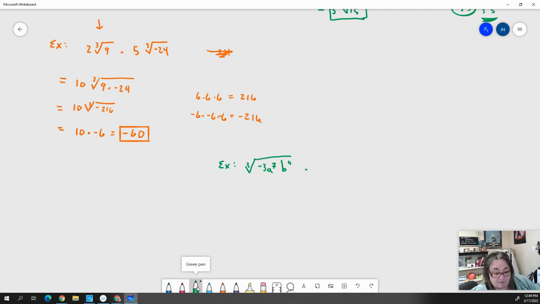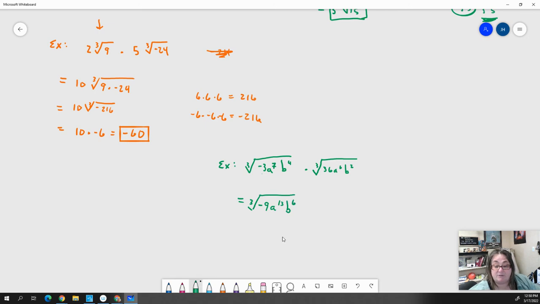times the cube root of 36a to the 6th, b squared. When we multiply those, we're going to get the cube root. Negative 3 times 3 is negative 9. A to the 7th times a to the 6th is a to the 13th. Remember, you just add the powers when you multiply. b to the fourth times b squared is b to the sixth.